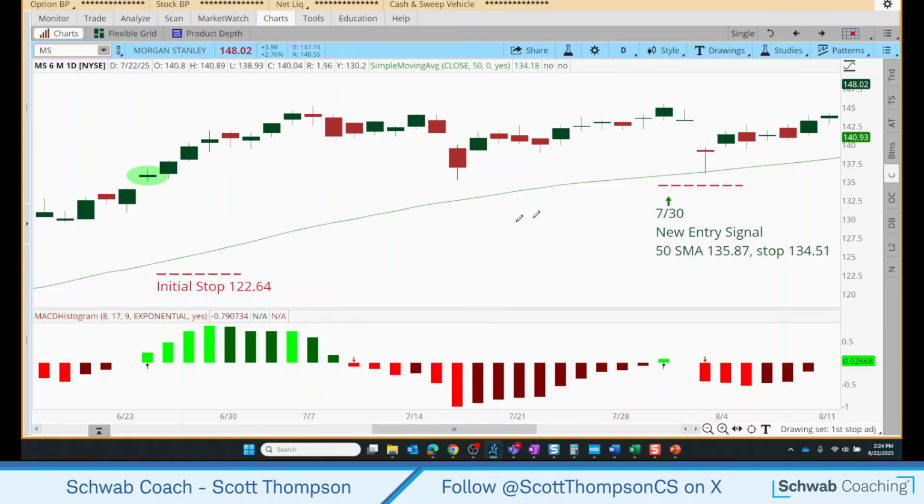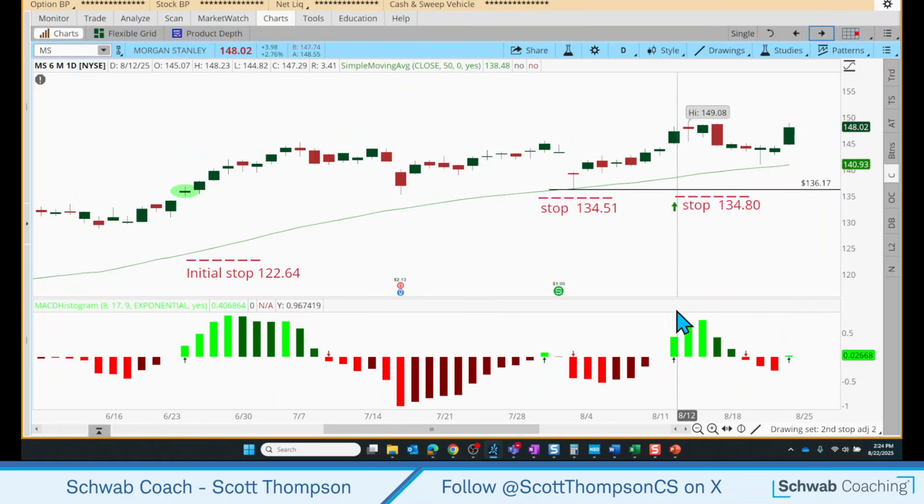I've reduced my risk on the trade. I've moved my stop up to 134.51, and essentially I've knocked off about $12 of risk there, right? Okay, now if we move forward, an interesting thing happened just a few days later. We got another new green buy signal right here, and this would cause us to again adjust our stop, and the rule is 1% below the low or the moving average.